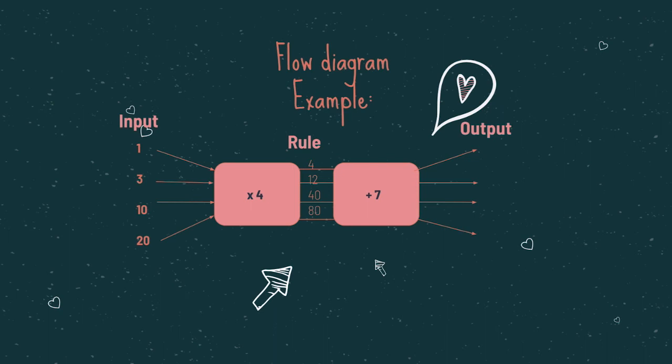Take the 4 and add 7 now. So 4 plus 7 is 11. 12 plus 7 is 19. 40 plus 7 is 47. And 80 plus 7 is 87.